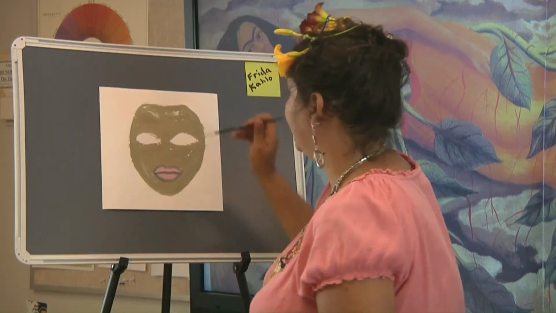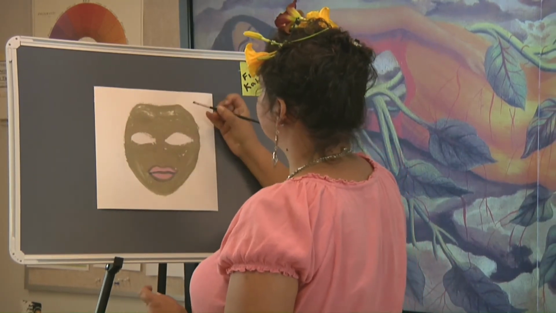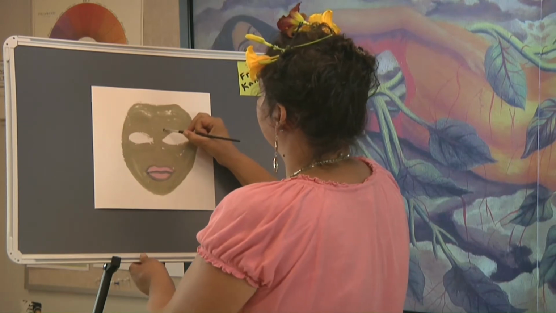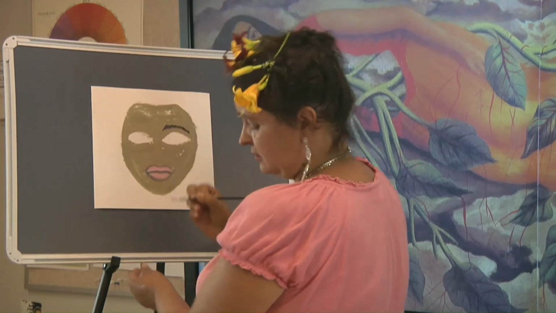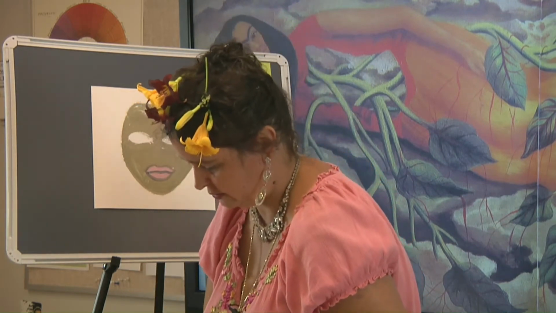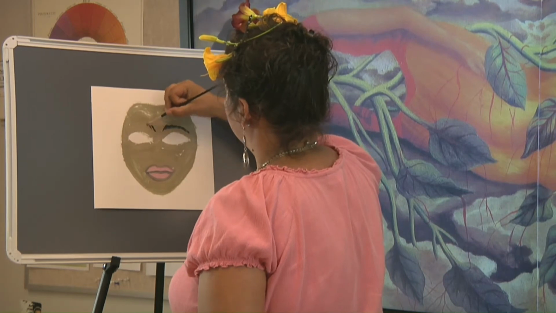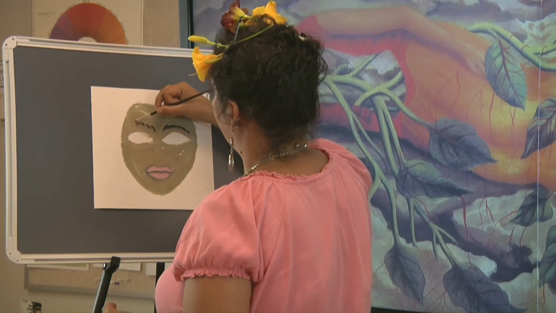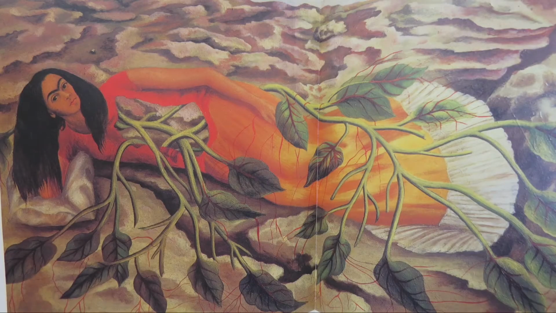Then you take black and you make the eyebrows. To make the eyebrows, you make the individual hairs. Frida Kahlo had a unibrow. Her hair on her forehead grew together where her nose was. That's why I have it made up like that.